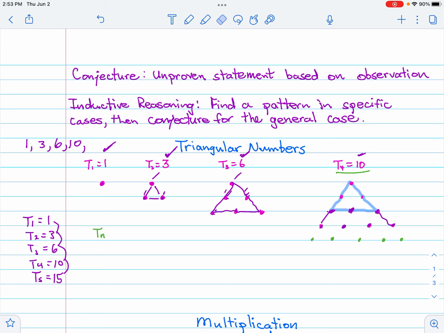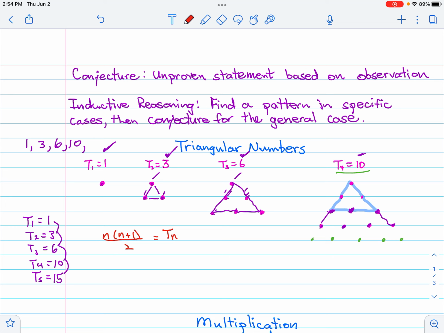Well, we need to take a look at that. So let's see if we can figure it out. Now, I try to note a pattern here: 1, 3, 6, 10, and 15. I'm going to make a conjecture now. I'm going to conjecture that n times n plus 1 over 2 will be the nth triangular number. So let's see if it works.